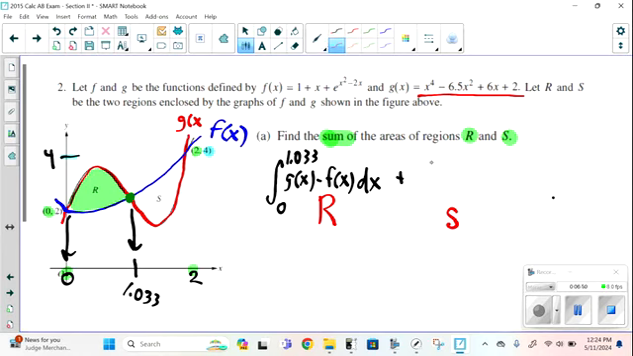How do I find the area of S? Well, I integrate from 1.033 to 2, because those are the bounds here. But now f of x is the big function. It's the one on top. So it's 1.033 to 2. Now f of x is on top minus g of x dx. I literally put that in a calculator. It's a bit of typing. I don't care, because the calculator is going to do it all for us.